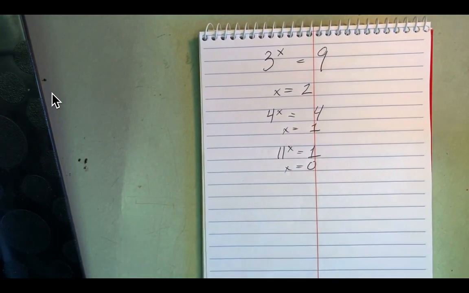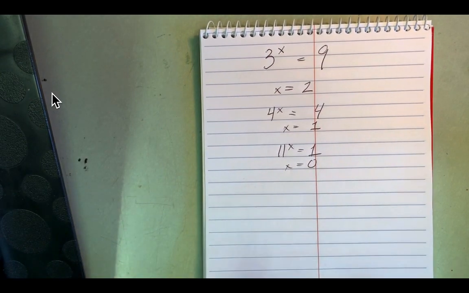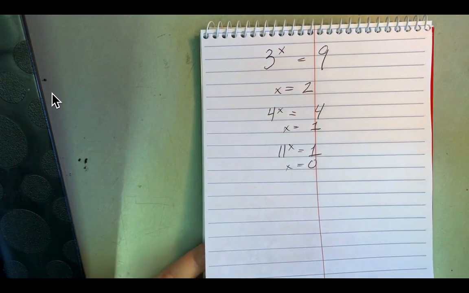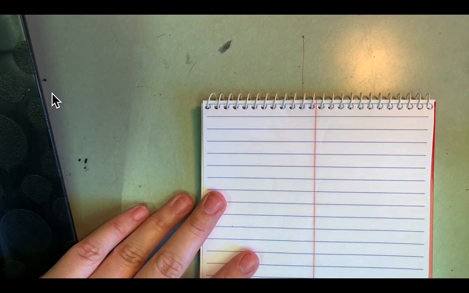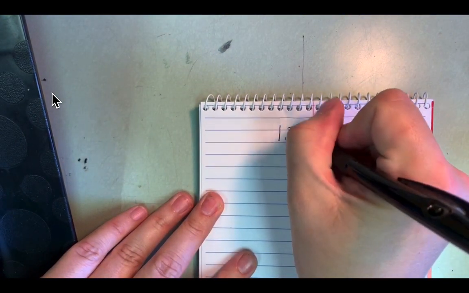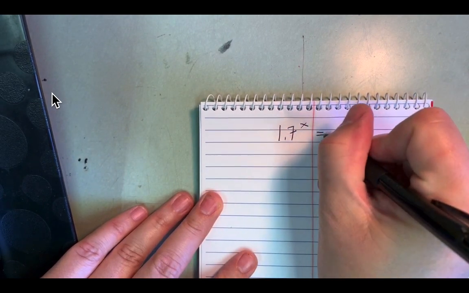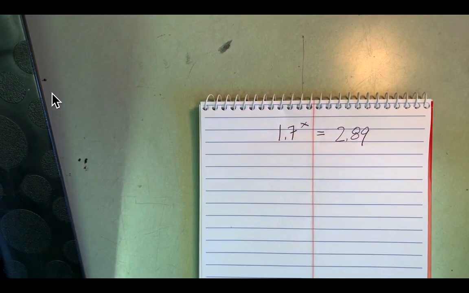What the lab report is having you do, since you're working with experimental data, is to use the logs to actually solve for the value of x. You would end up with scenarios where you had something like 1.7 to the x equals 2.89. And for me anyway, if I look at that, it's not obvious what the value of x should be.